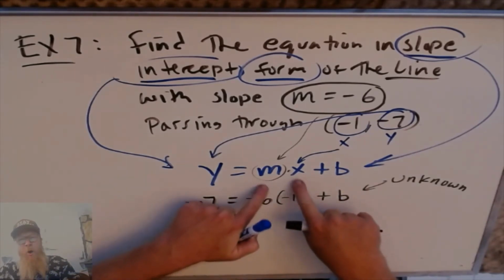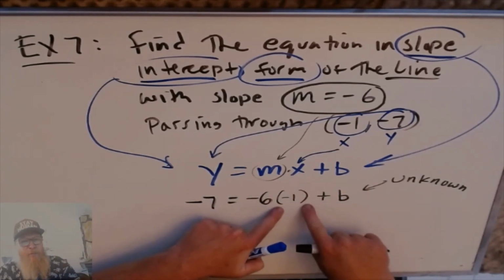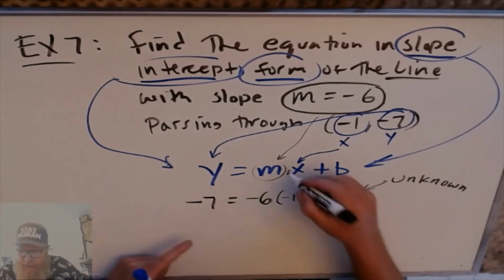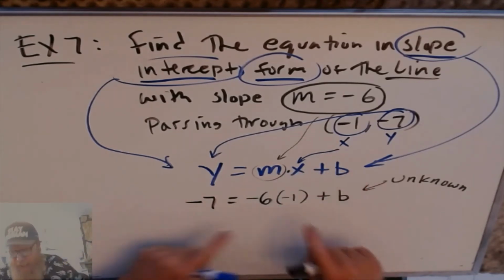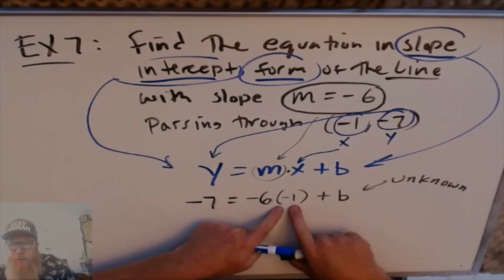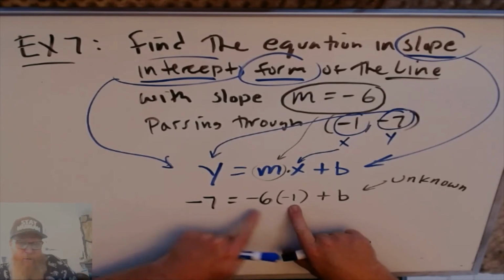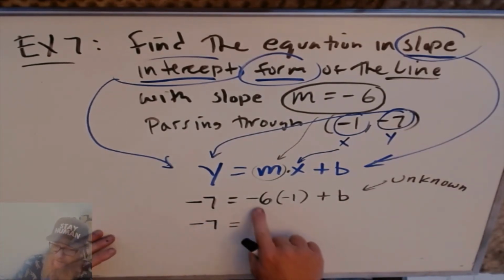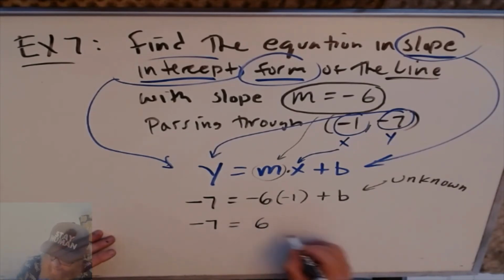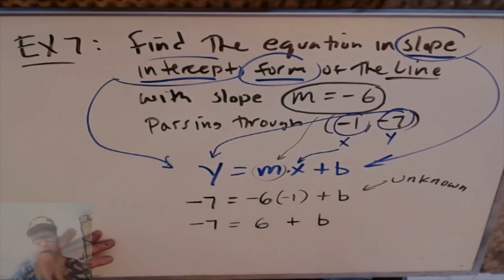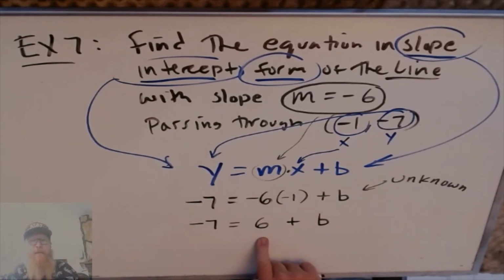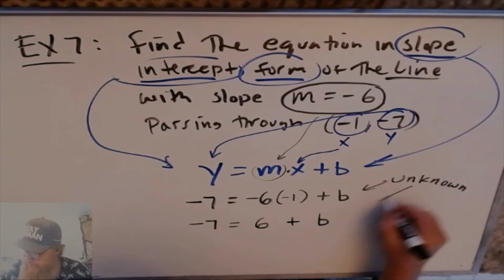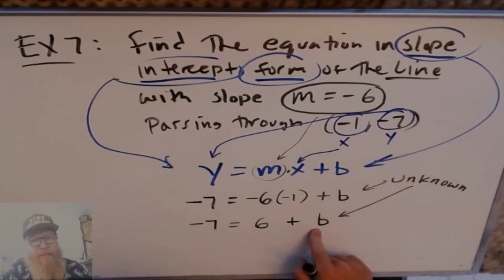Now, with whole numbers, I wouldn't really worry too much about the parentheses. I would probably just use a dot or something for times. But with negative numbers, I always use parentheses, because otherwise that's going to look like 6 minus 1. Negative 6 times negative 1 is 6. Negative times a negative is a positive. And now you're trying to solve for b, figure out what b is.